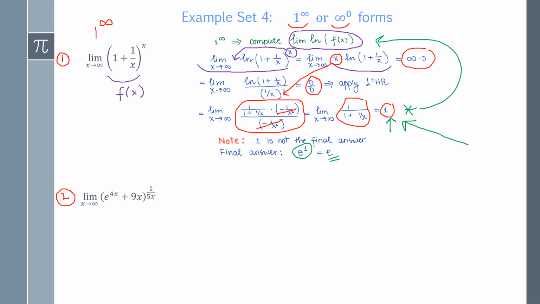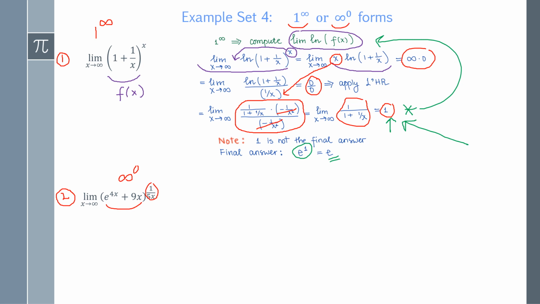So what do we have here? We have the limit as x goes to infinity of the expression e to the power 4x plus 9x, raised to the power 1 over 5x. Okay, so what do we have here? We have an expression inside here that grows as x grows, right? So this is infinity. Okay, and then 1 over 5x. As x goes to infinity, this expression goes to 0, so we have this form of infinity raised to 0.